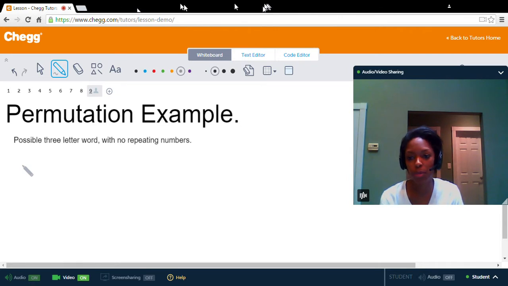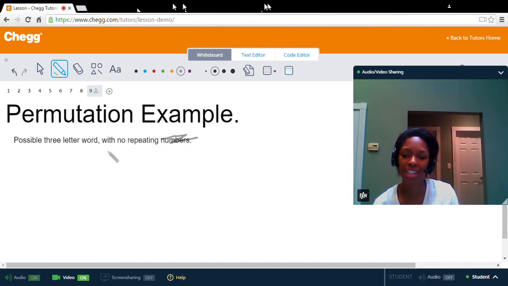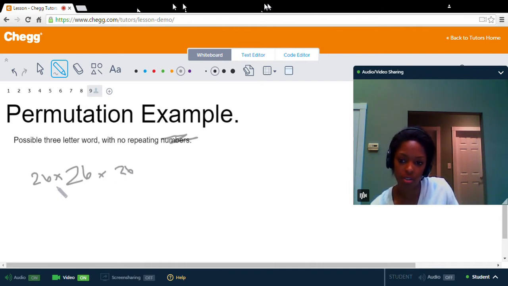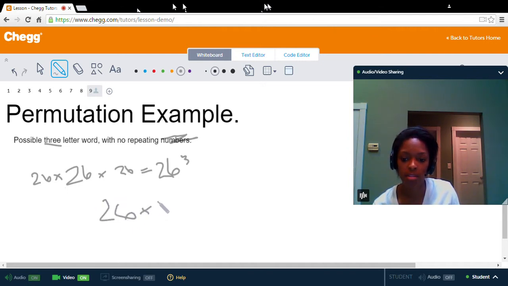Alright, now we have another permutation example where the possible 3-letter words without repeating letters. Well, yeah, not numbers, letters. So since there's 26 letters in the alphabet, we're going to do 26 times 26 times 26. We're going to do 26 three times because it's a 3-letter word. And then since we're not repeating them, it's actually going to have to be 26 times 25 times 24.